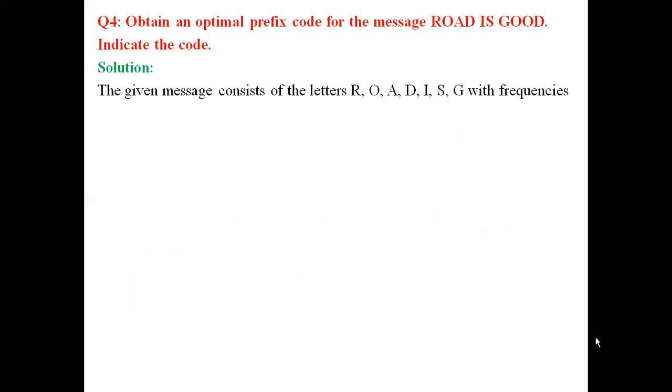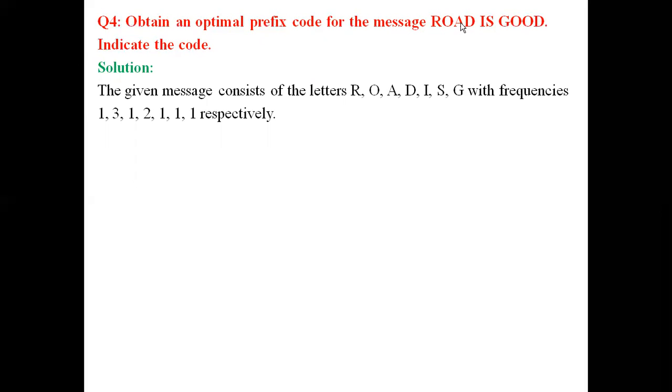The given message consists of the letters R, O, A, D, I, S, G. These are the different letters that exist in the given word. We have R, O, A, D, and then I, S, and G. The remaining are repeated here. And they have the frequencies 1, 3, 1, 2, 1, 1, 1 respectively. That means how many times that letter exists in the word gives us the frequency. So R exists one time in the given word. O occurs 3 times in the given word. So 3.